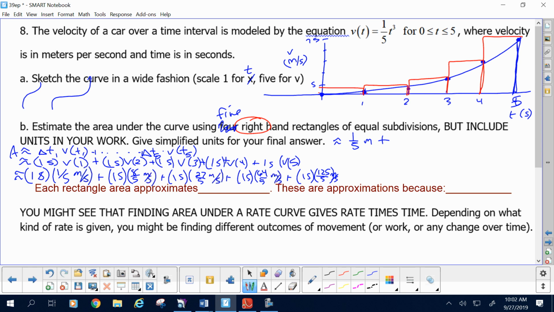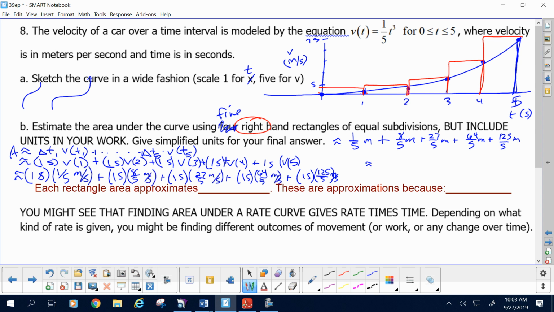In the next second, he was going a little faster, and I have lots of different velocities, but I'm going to use an overestimate. What if his velocity was 8/5 for the whole time? Well, then in that second time interval, it would go 8/5 meters. In the third second, he would go 27/5 meters. In the fourth second, he would go 64/5 meters, and in the last second he would go 25/5 meters.